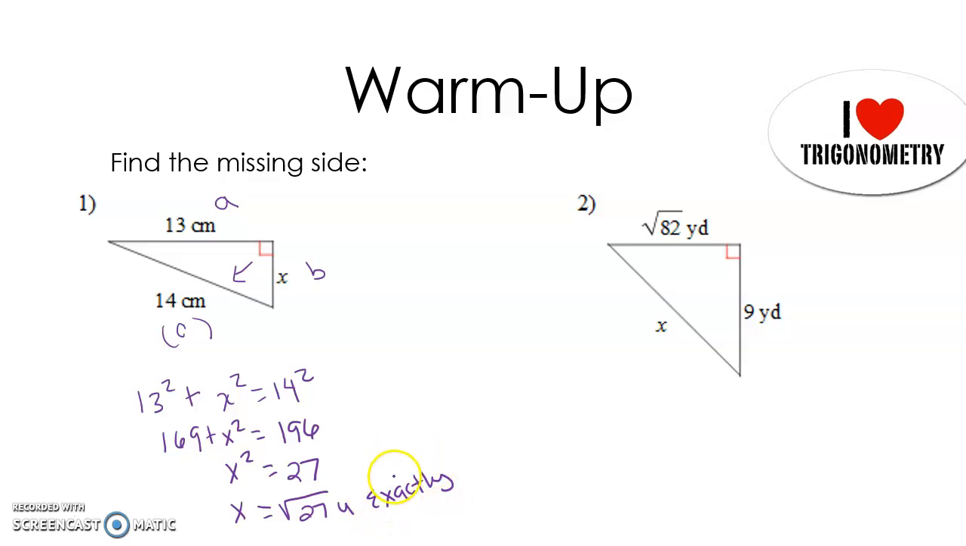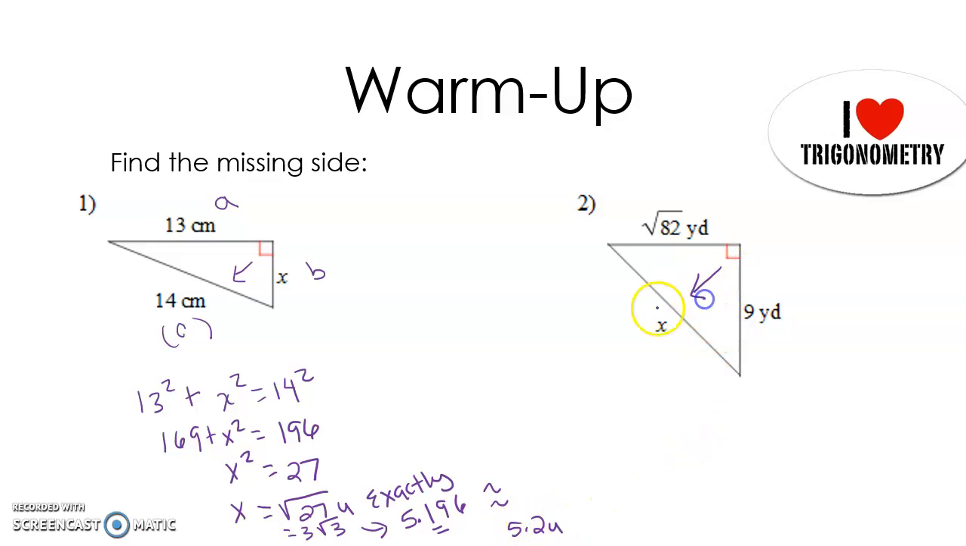Remember, exact form. I could toggle my calculator, and well, this also reduces to 3√3. And toggle my calculator, and I get 5.196. So if I'm going to round to the nearest tenths place, I would say approximately 5.2 units.